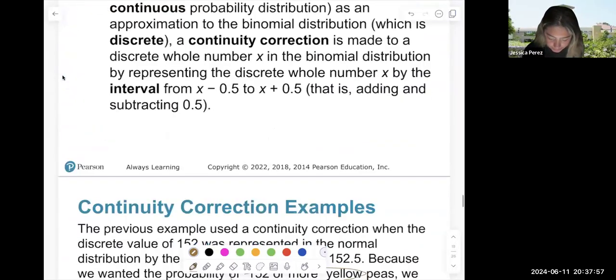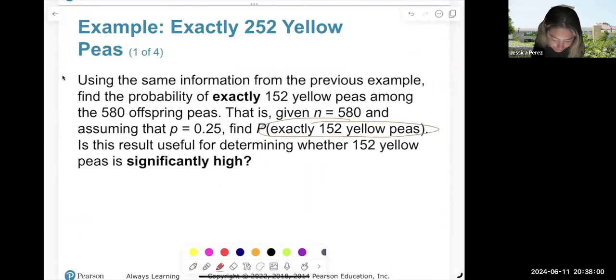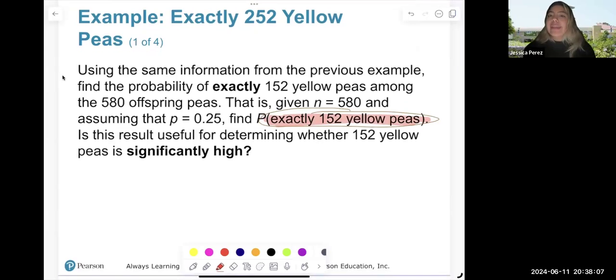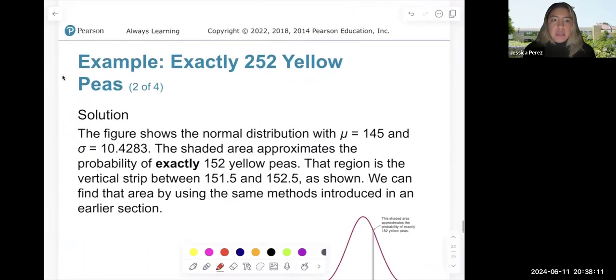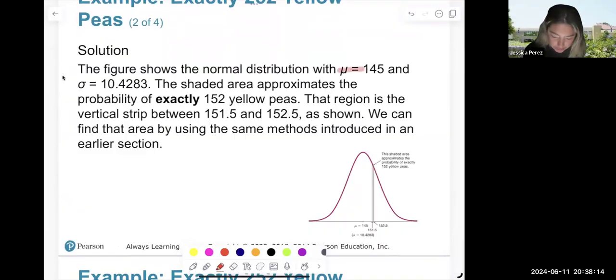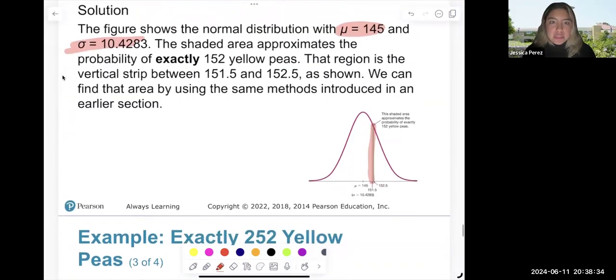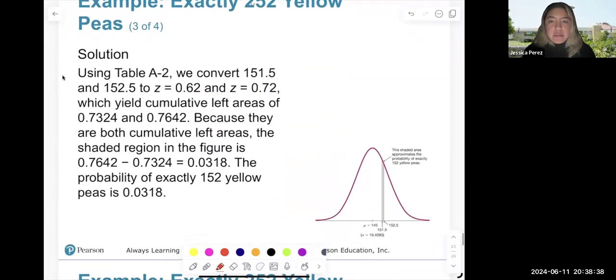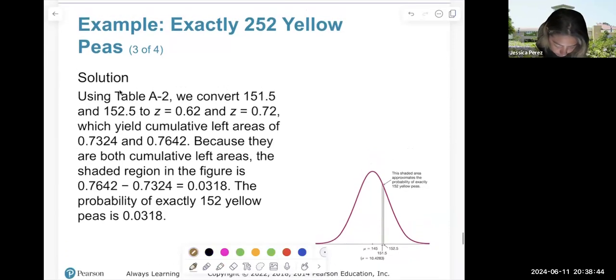Now, on the next part, they're being more specific because they're saying exactly. If we're looking at a probability of exactly 152 yellow peas, we're going to use the same mean of 145 and sigma, but now the region is going to be exactly right here, this little piece. We don't want to know what happened to the left or to the right. We want to know exactly at 152. So we need to find two different areas, the cumulative area for 151 and 152.